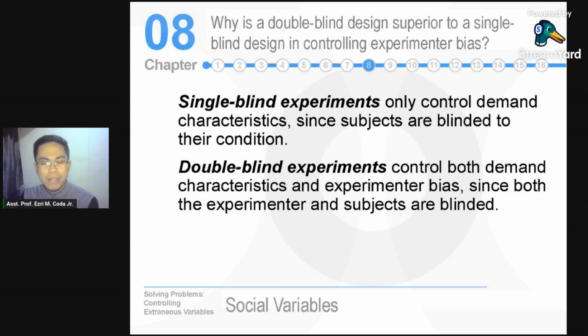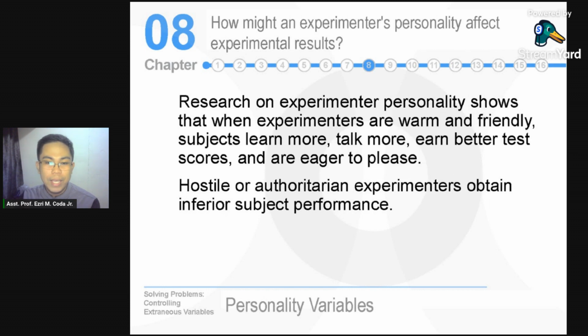So, paano yan, sir, no? Yung tanong is, paano yan, sir, no? So, may mga paraan para makagamit tayo ng double-blind experiments. Kasi if tayo lang, no? Wala tayong ibang facilitator, so hindi pwede.